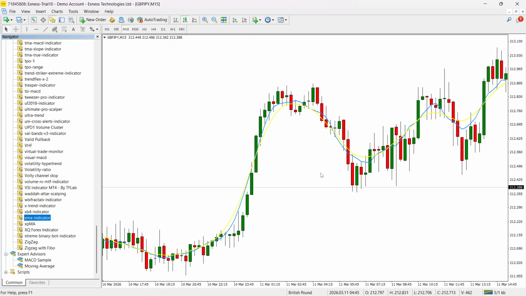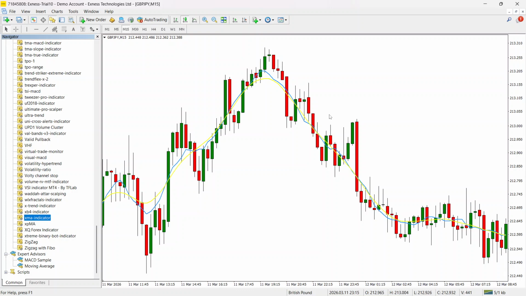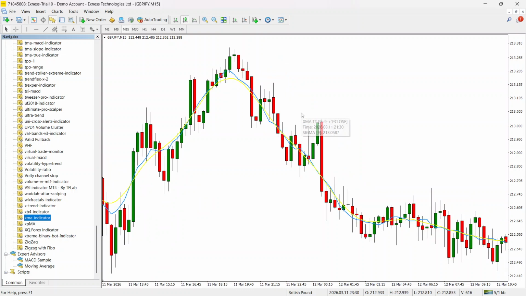Now the XMA indicator draws two moving average lines, the blue one and the yellow one. Now this continuous line follows the price action on the main chart.